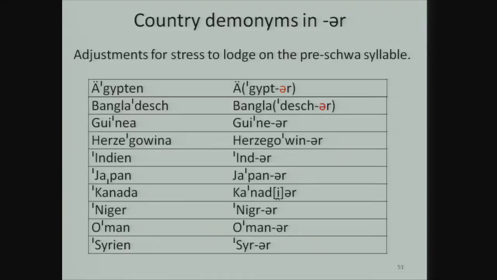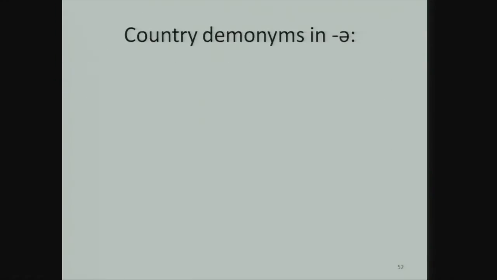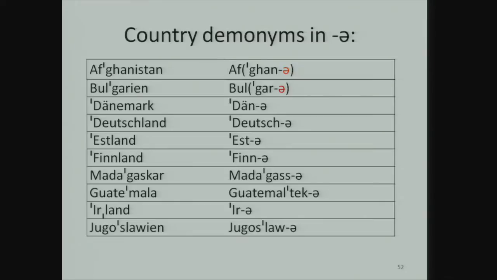Typical forms are Ägypten, Ägypter, Bangladesh, Bangladesher, but then Herzegovina, Herzegowiner, Indian, Inder, Japan, Japaner, not Japáner. So basically always post-stress. That's really a big generalization about these. Same with the schwa version of it: Afghanistan, Afghane, Denmark, Däne. Observation is often also very idiosyncratic things like Guatemala, Guatemalteke. But whatever happens there, schwa is post-stress.